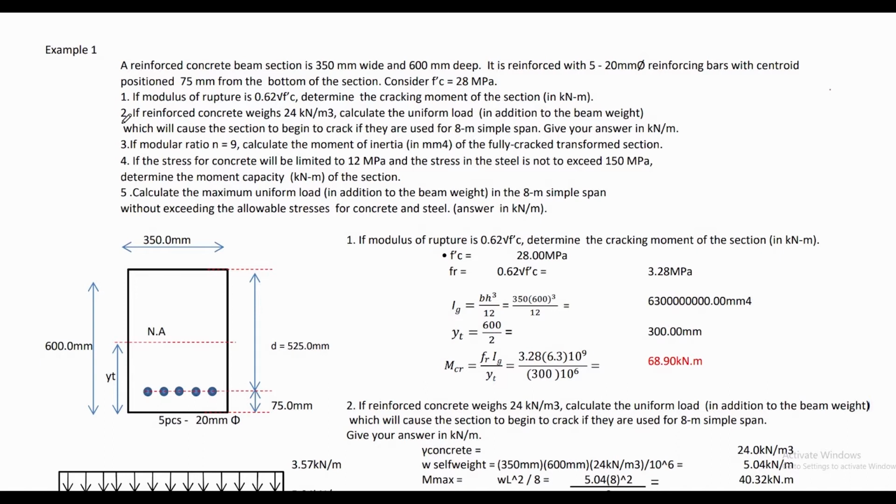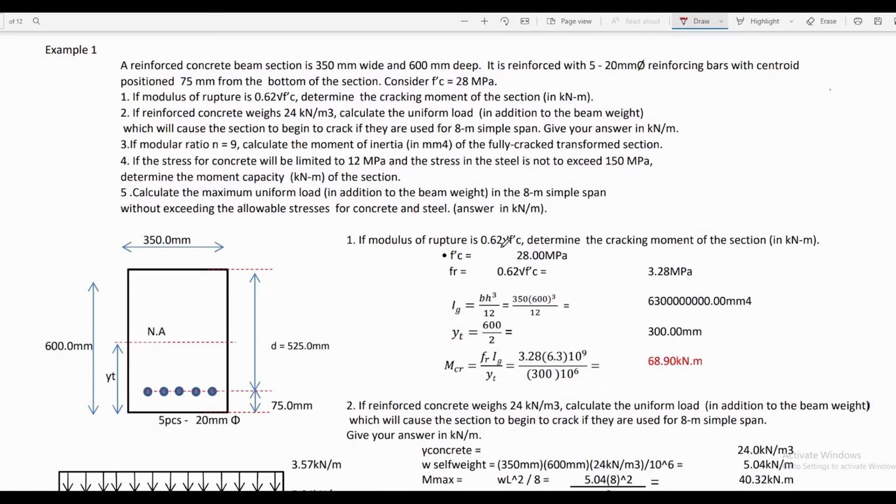Number 3: if the modular ratio n is equal to 9, calculate the moment of inertia in millimeter raised to 4 of the fully cracked transformed section. Number 4: if the stress for concrete will be limited to 12 megapascal and the stress in the steel is not to exceed 150 megapascal, determine the moment capacity in kilonewton meter of the section. Number 5: calculate the maximum uniform load in addition to the beam weight in the 8 meter simple span without exceeding the allowable stresses for concrete and steel. The answer will be in kilonewton meter.